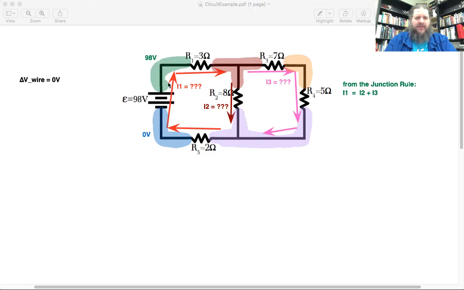Let's say we call these node A, node B, node C, D, and E.